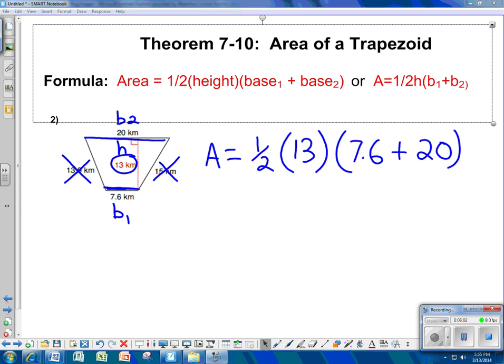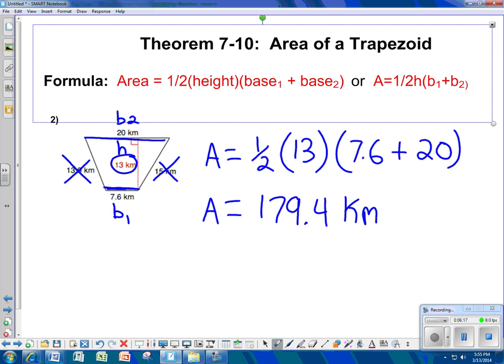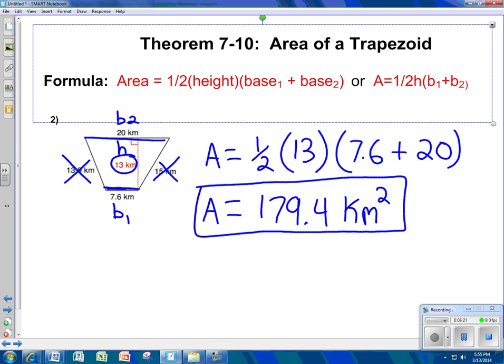Okay, and the answer I end up getting was 179.4. And just to keep our units on there, we had kilometers squared. Remember, our area is always in squared units. Okay, on to example 3.